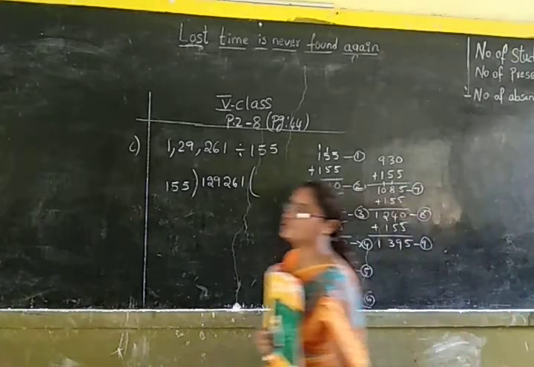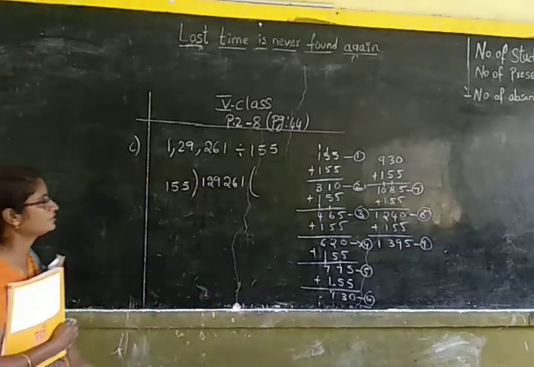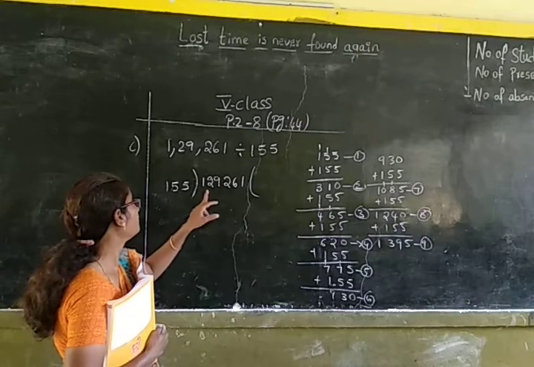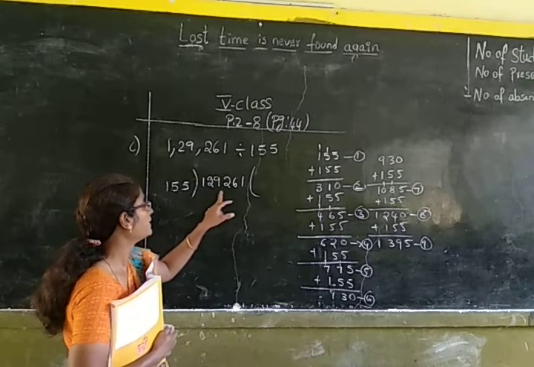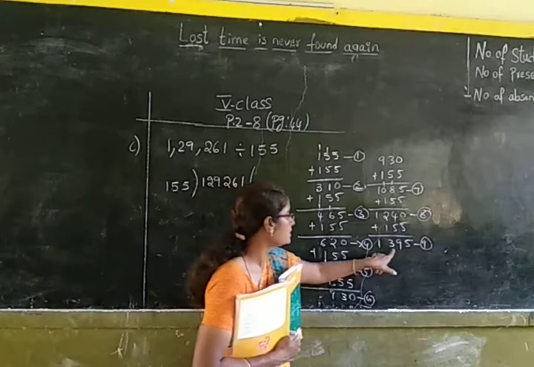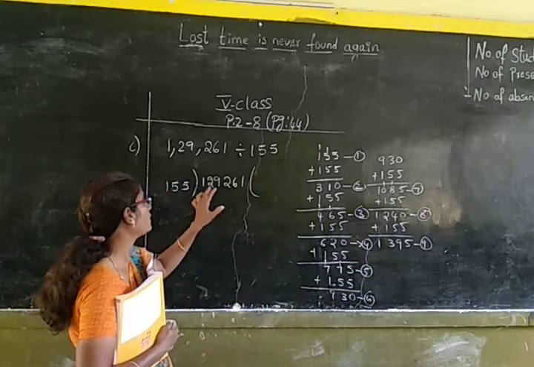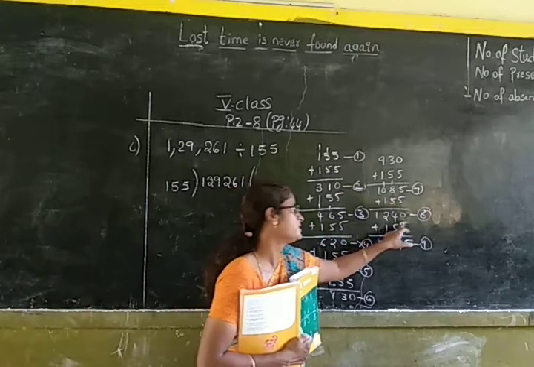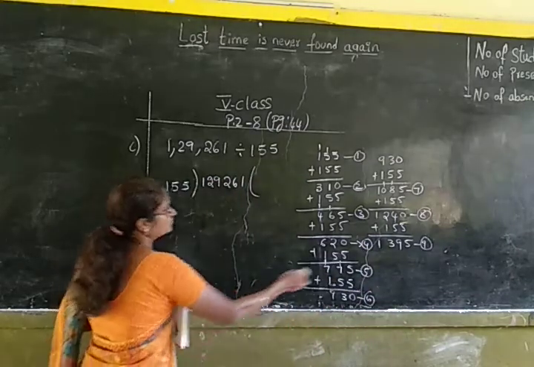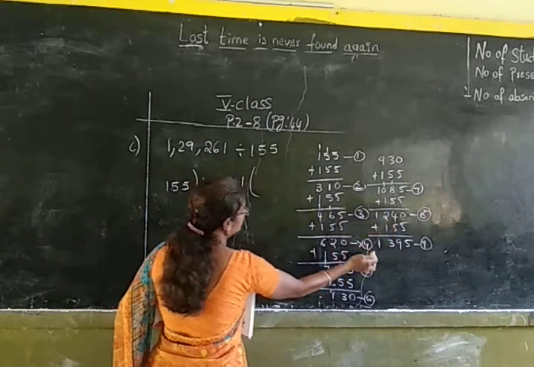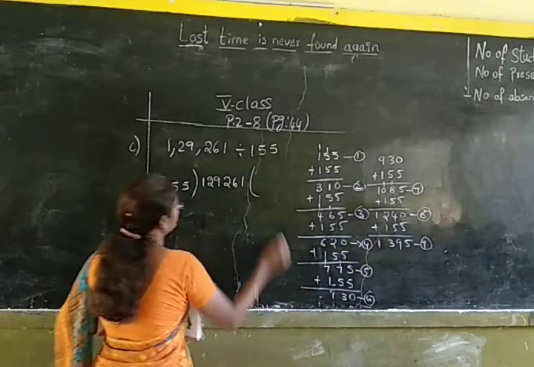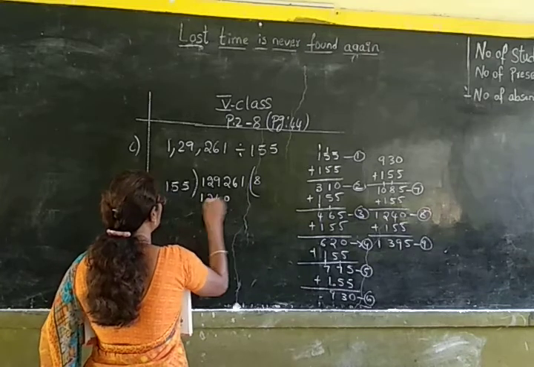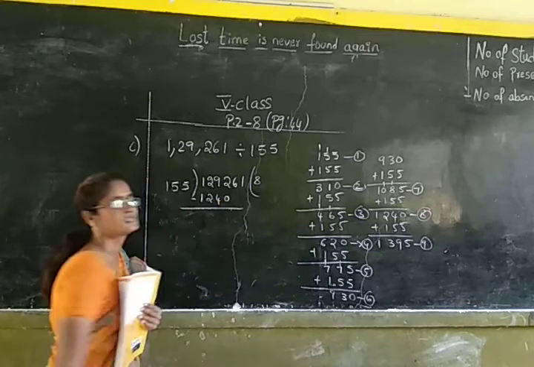So I have written the table using the method of repeated addition. Now I am going to select a number from the table to see how many times 155 goes in 1292. If I take 1395, it will be bigger than 1292. So I will take 1240, which is 8 times. 9 times will be bigger. So I am taking 8 times, 1240. Now I am going to do the subtraction.